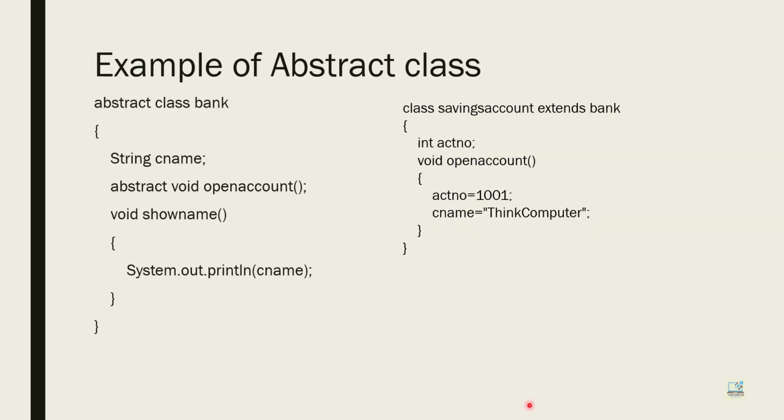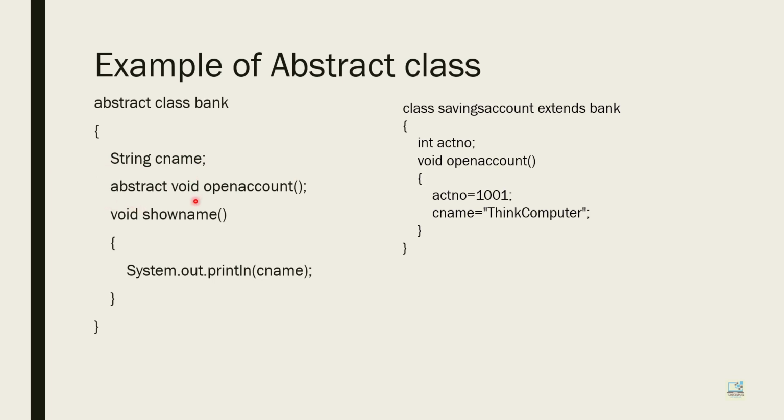Now let us take an example. We have an abstract class Bank: string cname, abstract void openAccount, void showName. Now you can see in this abstract class I have a normal variable, a non-final variable.